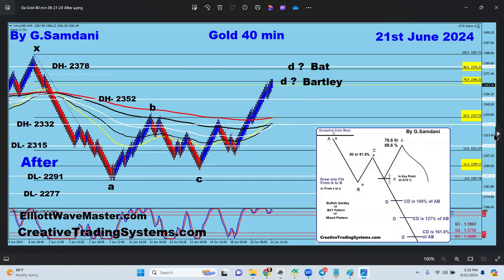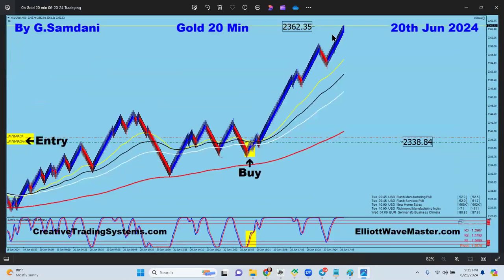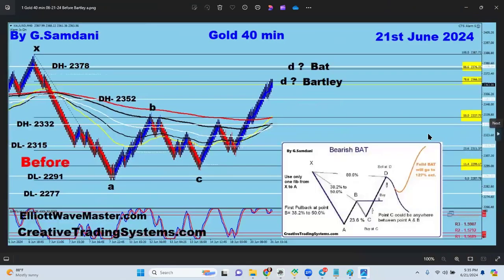Going to the upside, I had this beautiful trade. I had several trades, but yesterday I had this one big one. After that, I made a before chart, this one today. Now that we have this kind of Bartley pattern completed, or maybe we will have a Bat pattern, from there it should be dropping.